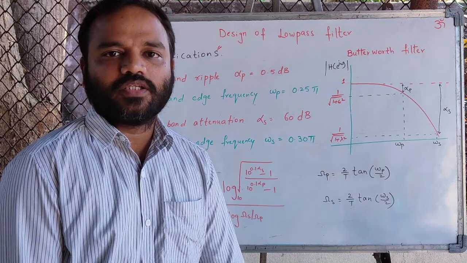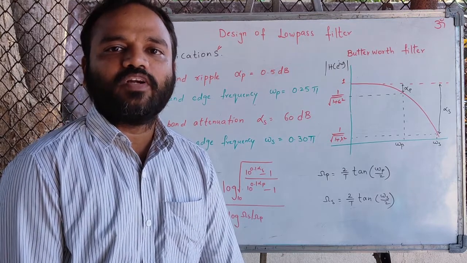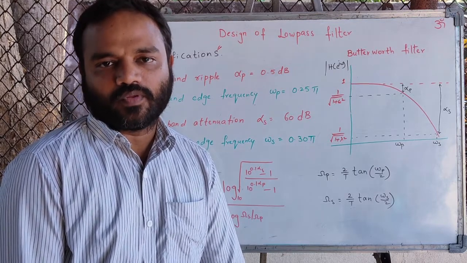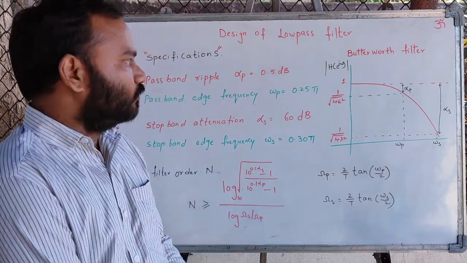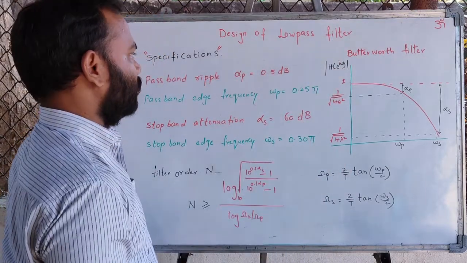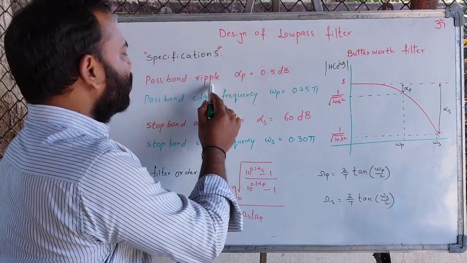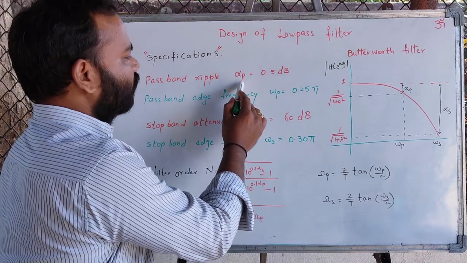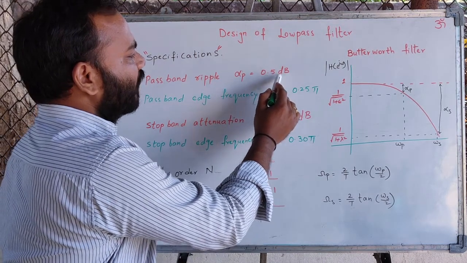In this video lecture, I will explain how to solve a low pass filter design problem using bilinear transformation. So, design of low pass filter using bilinear transformation. The specifications are: passband ripple alpha p, that is, the attenuation in the passband, is 0.5 decibels.